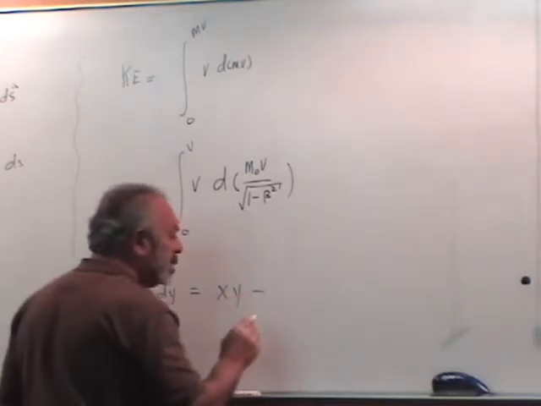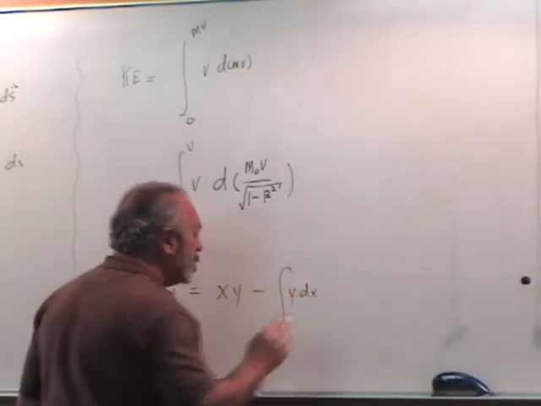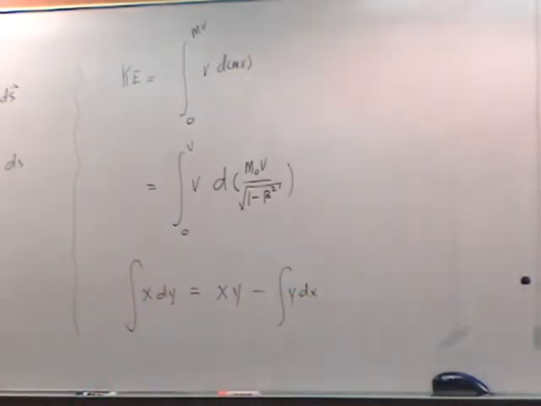xy minus the integral of y dx, that's right. Go ahead and integrate it, and see if you get what I'm about to write. So take just a moment and integrate it by parts, and then look at the board.